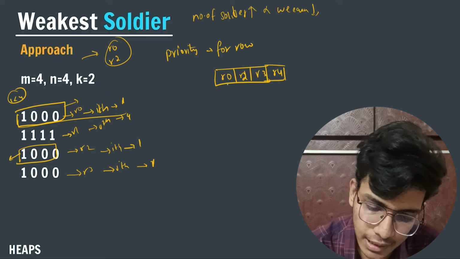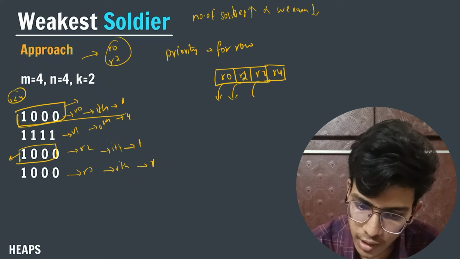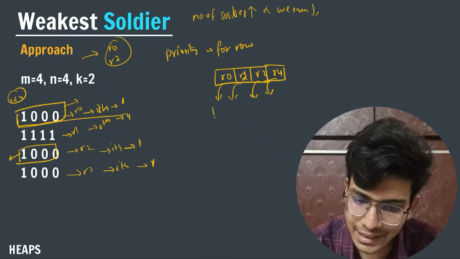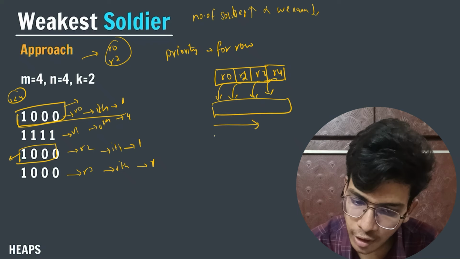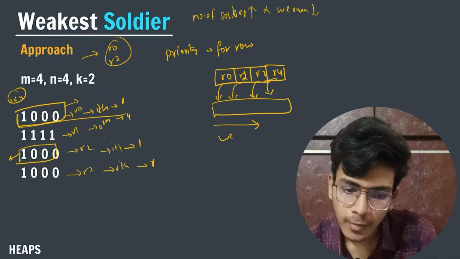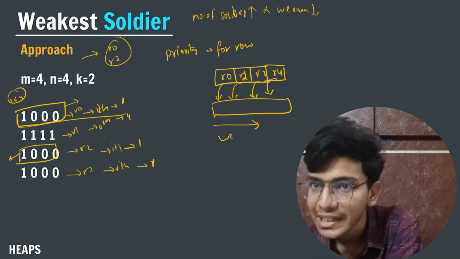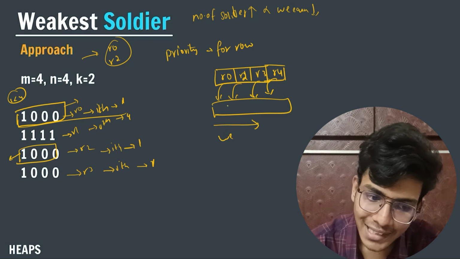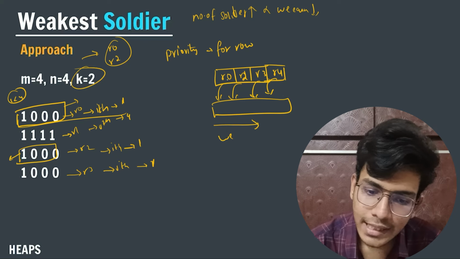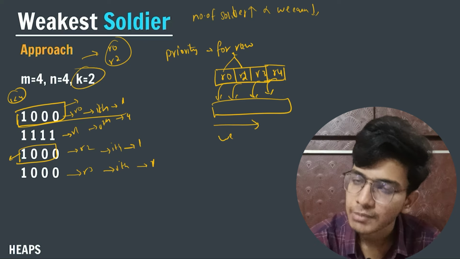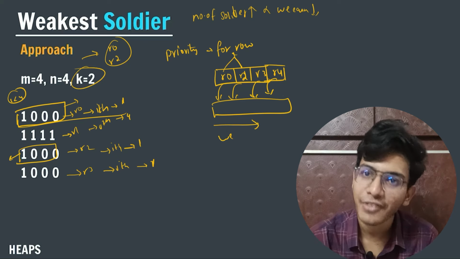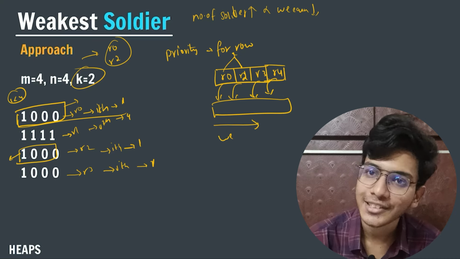Now I will keep on removing the elements and you can see that I will get the elements in weakness order. As I move from left to right, the weakness is reducing. And if the user has asked me for only 2, then I will only print 2 elements from my priority queue. This is a very simple question, right? Now let us code this.